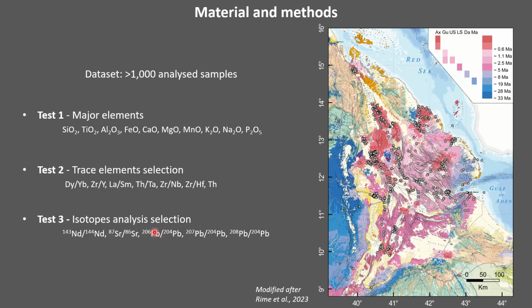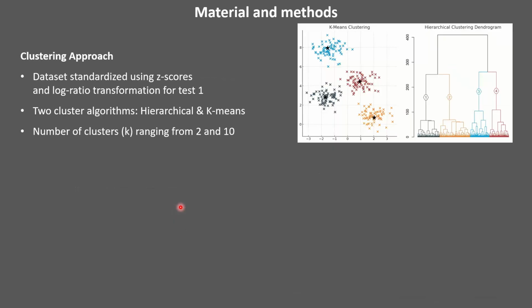Lastly, in the third test, we used a selection of isotopic ratios to investigate the mantle source involved during the partial melting.